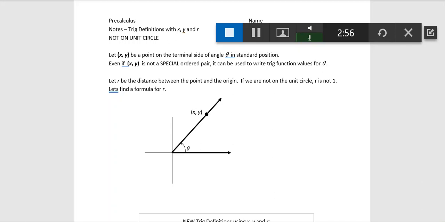And so then I just write my ratios. Y over r, which is 0 over 10 in this problem, which is 0. Sine of 180 or sine of pi, always going to be 0. Cosine is x over r, negative 10 over 10, which is negative 1. Cosine at 180 or pi, always going to be negative 1. Tangent, y over x, 0 over negative 10, which is 0.